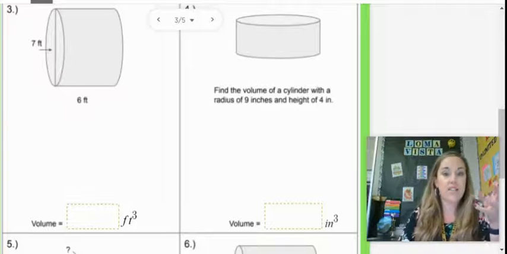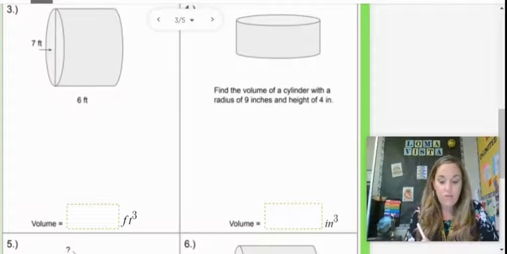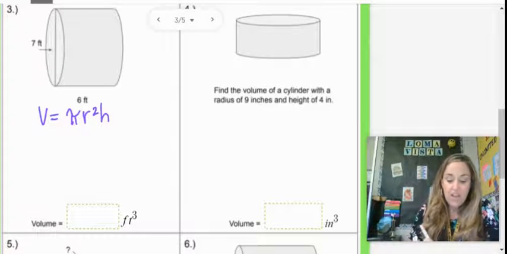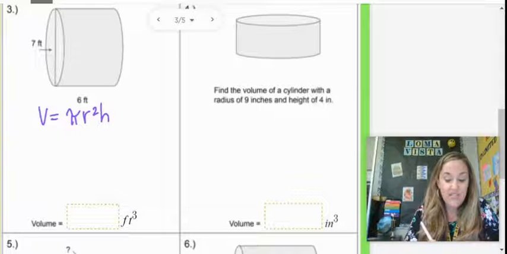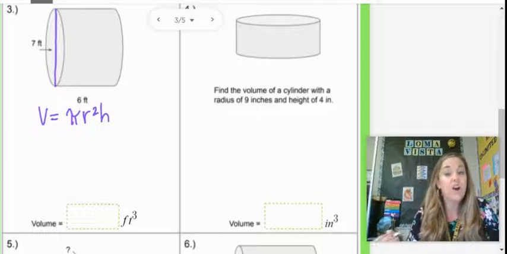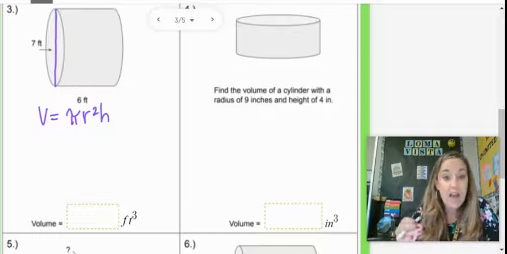So on number 3 here, this is a cylinder. So the formula is V equals pi r squared h. So that means pi times the radius times the radius times the height. Okay, so the first thing we have to look at is they're telling us that this is 7 feet, but that whole thing right there is going all the way across. That means they're giving us the diameter.